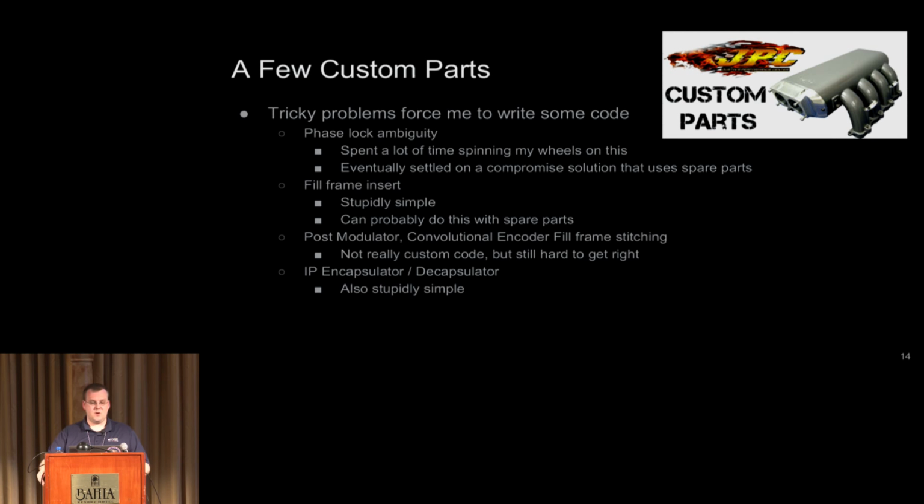I also talk about a few custom parts, and that's basically just me writing my own blocks. We talked a little bit about this already. I spent a lot of time on the phase ambiguity issue. Derek Kawamoto helped me out a lot with that. Settled on a compromise that actually didn't require me to write my own block, although I tried that beforehand. The fill frame insert is stupidly simple, but it's important to put it in the right place. I tried everything else before that, but the post-modulator convolutional encoder fill frame stitching is really important. We'll talk a little bit more about that.